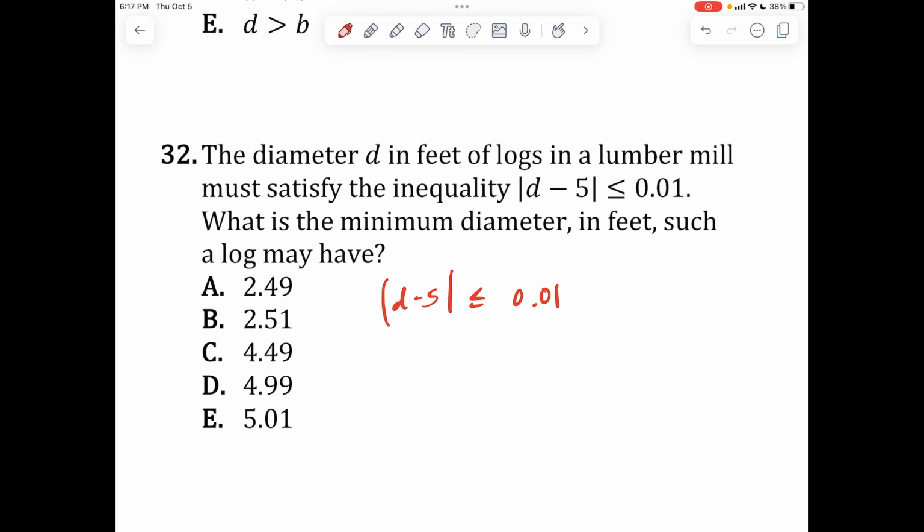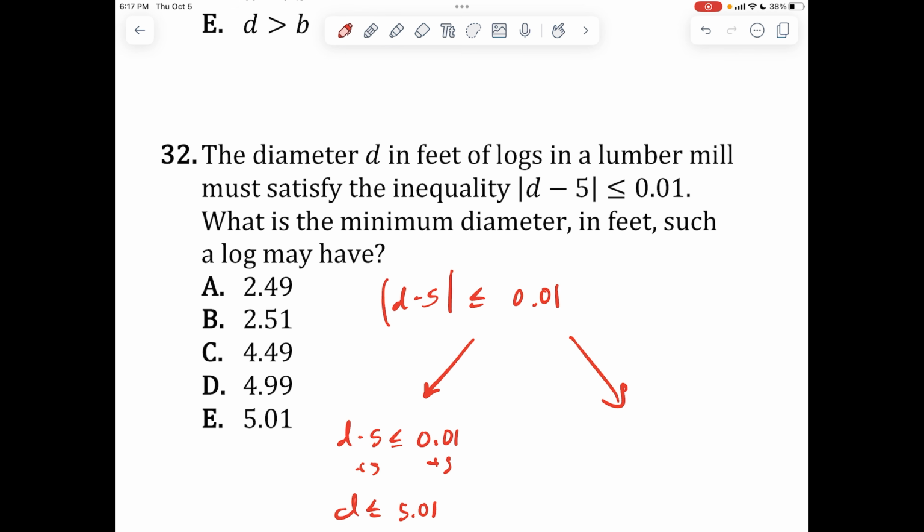One way to do it is you're going to have two solutions. One is where you just take away the absolute value sign and you solve it. So it's just going to be add 5 on both sides. d is less than or equal to 5.01. So this gives you your upper limit, right? You can't be any greater than 5.01.